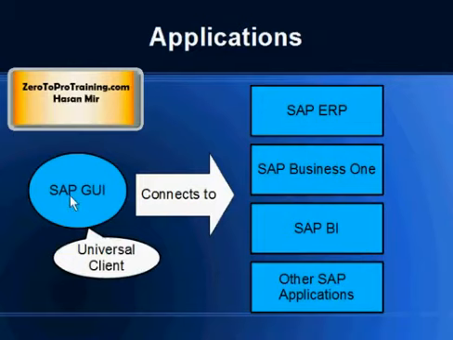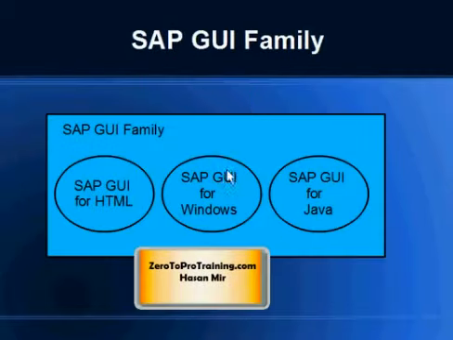Keep in mind that SAP GUI is a universal client that lets you connect to multiple applications that SAP offers, including SAP ERP, which is the Enterprise Resource Planning application, SAP Business One, SAP Business Intelligence, also known as BI, and other SAP applications. I've talked in more detail about SAP Business One, BI, and ERP in other videos. You can check that out.